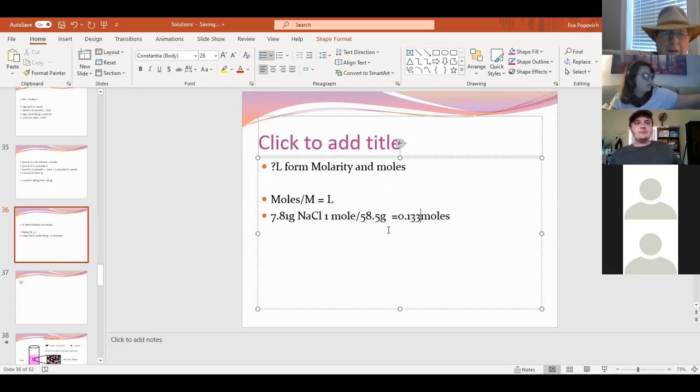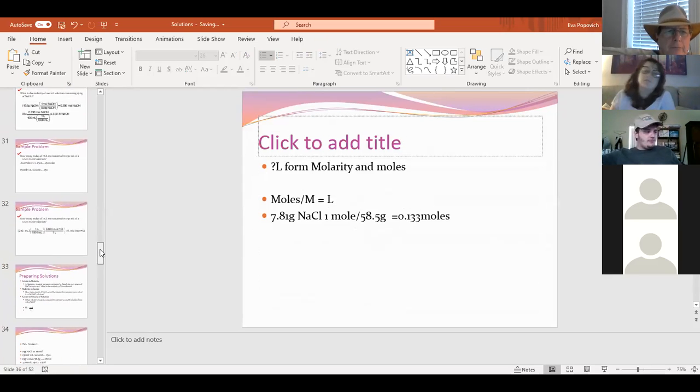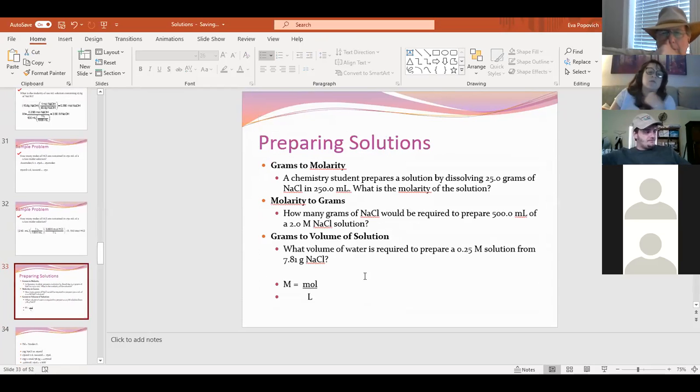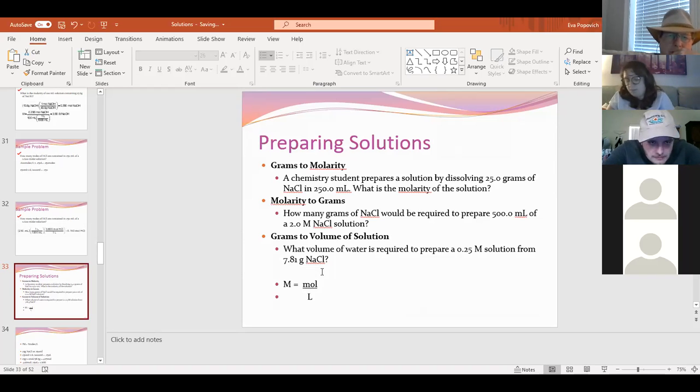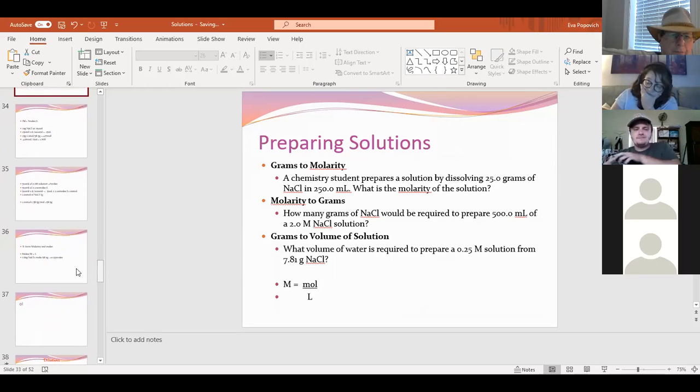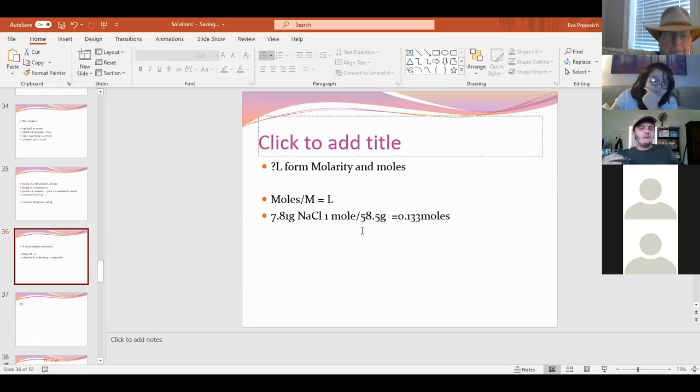Okay. We also have what information, guys? Last problem right here. What other piece of information did we have? Molarity. So how am I going to get the liters? Moles over molarity.